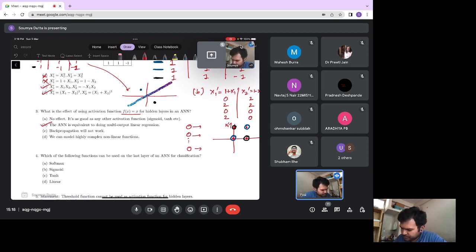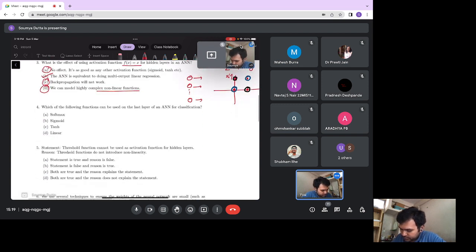So the other options are of course not correct. The first option is of course not correct. It will obviously have an effect if you don't have any nonlinearity. Backpropagation will always work even if you have a nonlinearity. Backpropagation will only fail if you have something which is not differentiable. f(x) = x is differentiable with a derivative of 1, and therefore that won't cause an issue. And we can model highly complex nonlinear functions is of course not possible, because you don't have any nonlinearity in your network. Therefore only option 2 is correct, which means that ANN is equivalent to doing a multi-output linear regression, right?